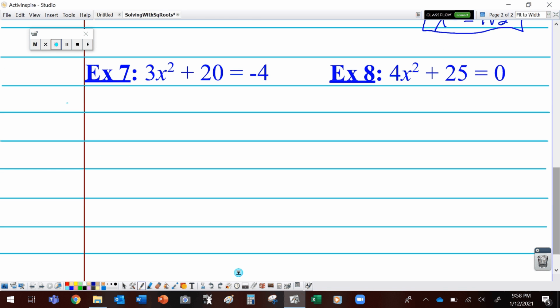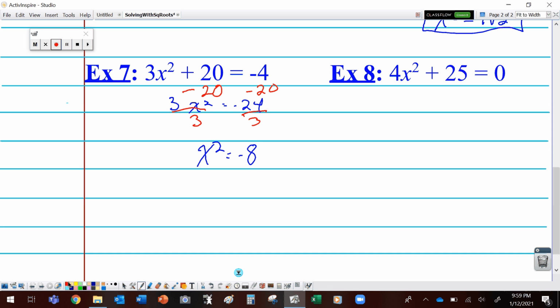All right, last two. Okay, 3x squared plus 20 equals negative 4. Just work backwards. Subtract that 20 from each side. Okay, so we have 3x squared equals negative 24. Okay, divide both sides by 3. And we'll get x squared equals negative 8.